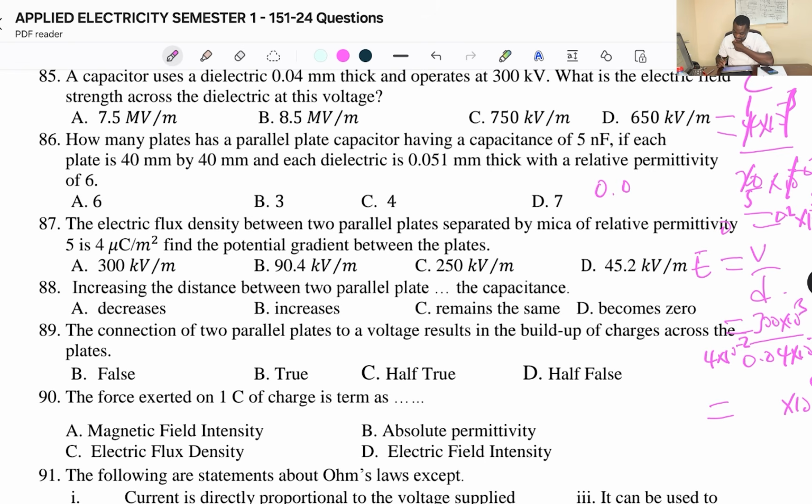And we have here 300, right? That will be 300, now divided by 4. 300 divided by 4 will be 75. So you can see here the answer can be 7.5 giga, right? So you write 7.5 giga.